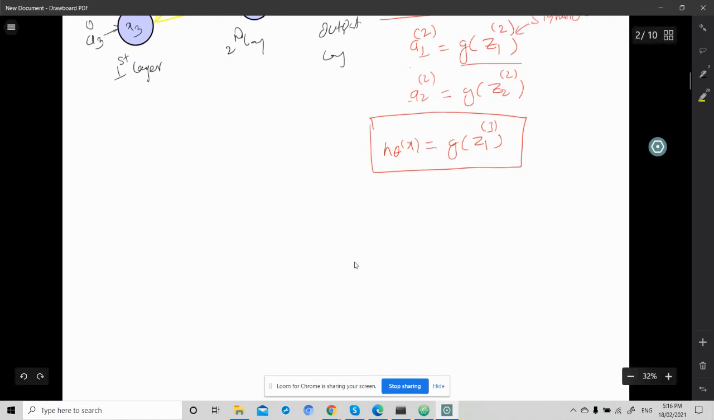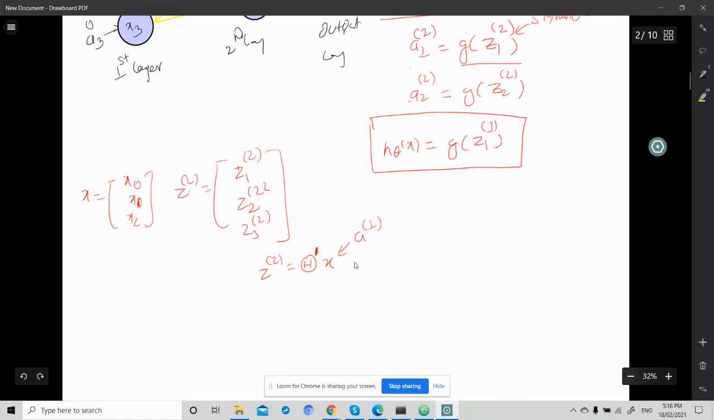So therefore my x becomes, in terms of vector notation, x0, x1, x2, and my z of 2 becomes, in vector notation, z1 of 2, z2 of 2, z3 of 2, and so on. So finally my z of 2 becomes theta of 1 of x, where x can even be denoted by a1.